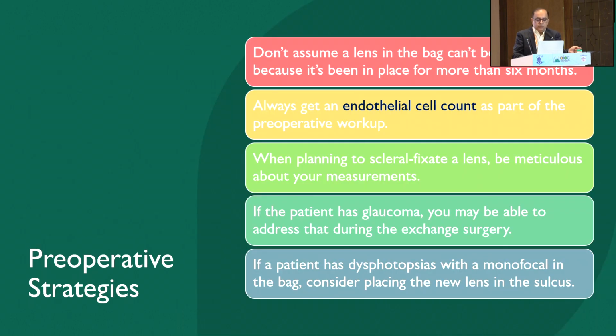So, some points to consider: lenses that have been placed in the bag for a decade can also be removed. Endothelial cell count is a vital investigation in these cases, and when doing scleral fixation, we should be meticulous about measurements. Glaucoma issues can also be managed along with it. And in case of negative dysphotopsia associated with monofocal IOLs, it's better to place the new IOL in the sulcus.